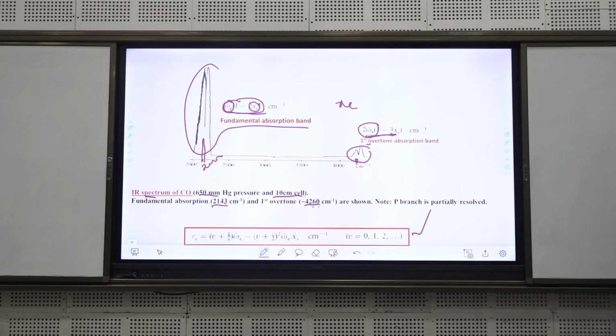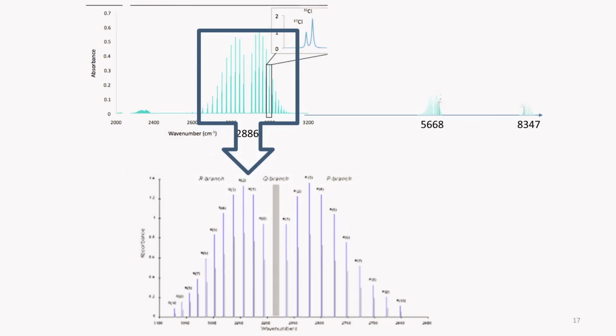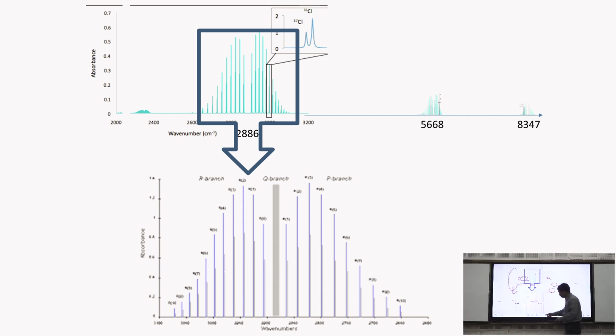But this is not everything, because as I said, we always want to see more. When you see more using some sophisticated instrument, then you see the structure of this fundamental band. This whole thing is one band. This is called the fundamental band. This one is the first overtone. This is the second overtone. This one is a hot band.